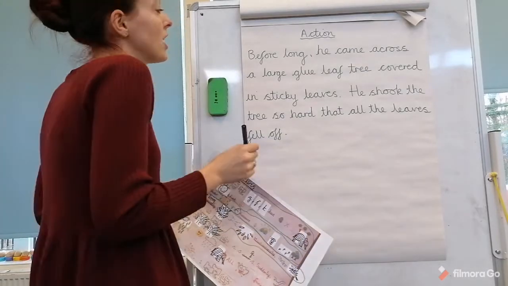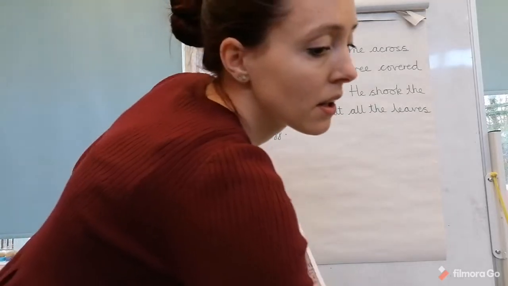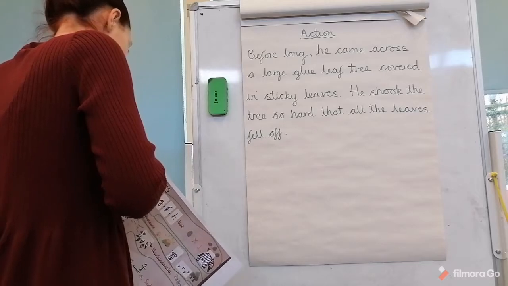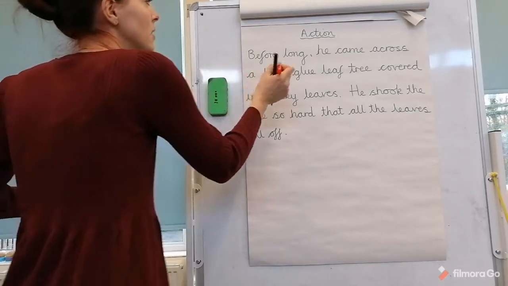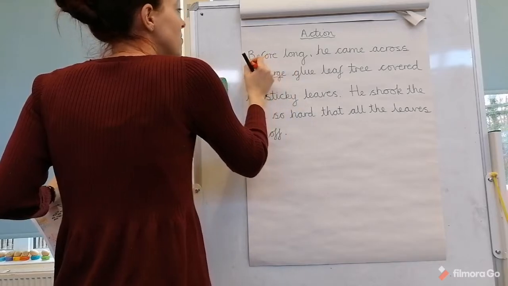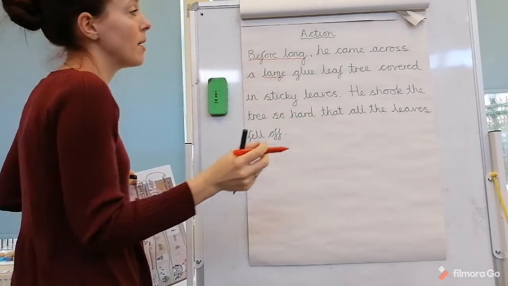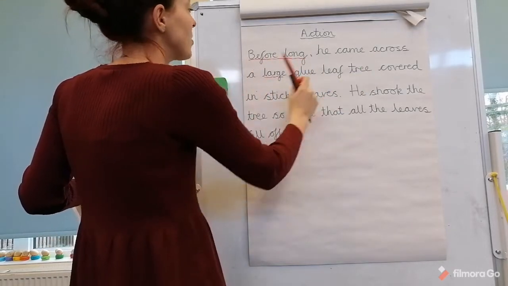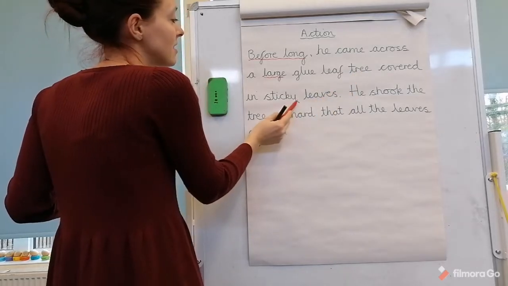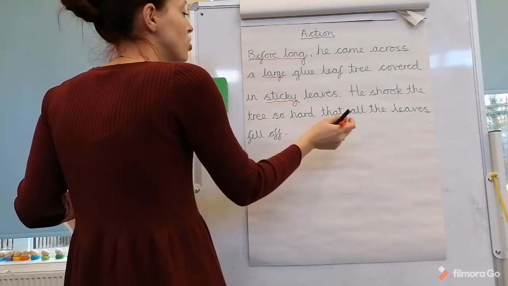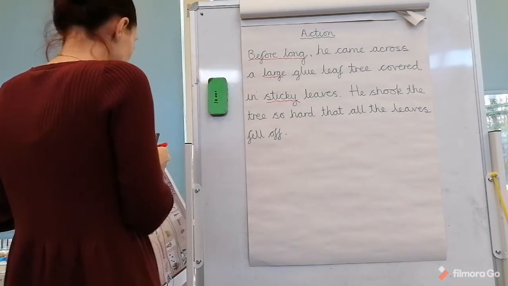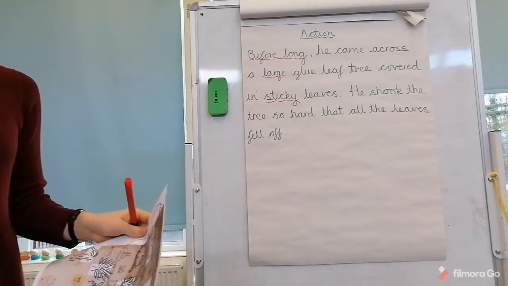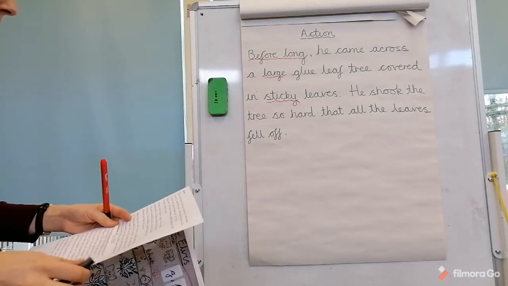So before long, he came across a large, get my red pen. Before long, so again, that's another time connected word there that we've used to connect another sentence on. Before long, he came across a large glue leaf tree covered in sticky leaves. He shook the tree so hard that all the leaves fell off or fell to the ground. I think I preferred fell to the ground, but I can change that again, can't I? Let's see, where were we up to next?